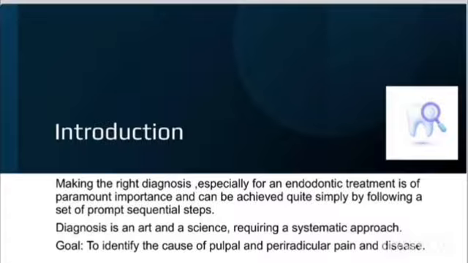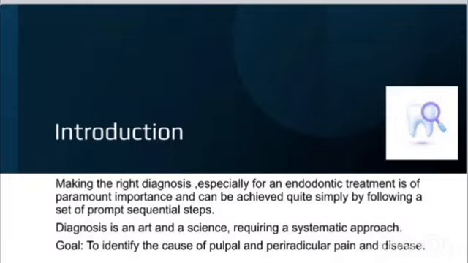endodontics. So making the right diagnosis, especially for an endodontic treatment, is of paramount importance because it is very technically demanding of the dentist and requires a high tolerance from the patient. So this can be achieved quite simply by following a set of prompt sequential steps. So diagnosis is an art and science of distinguishing one disease from another.